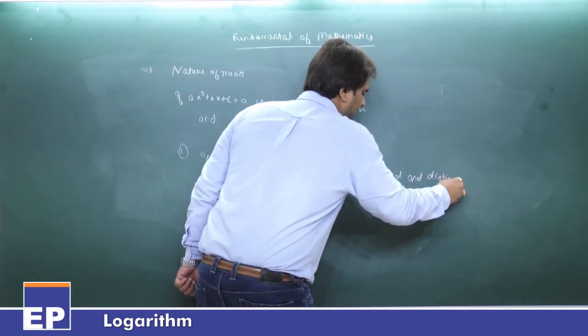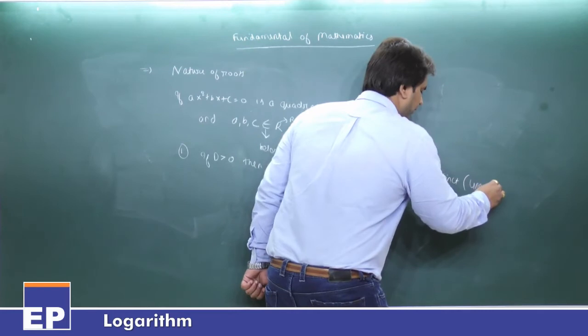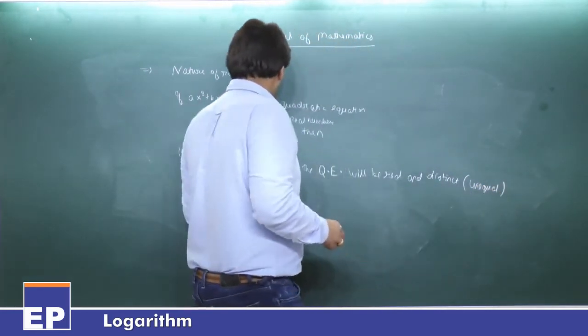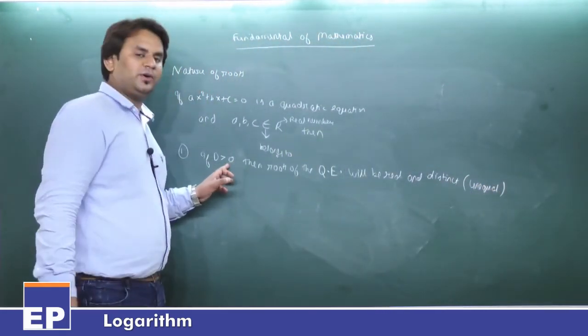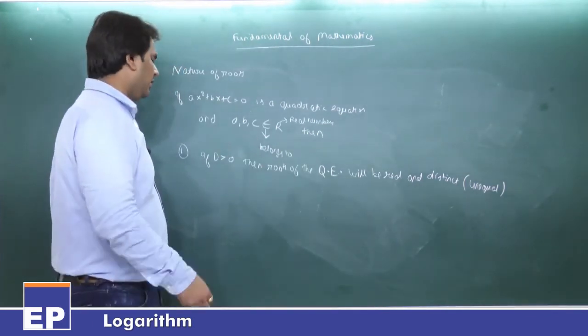Will be real and distinct. You can use one more word for distinct. That is what? Unequal. If d is greater than 0, then roots of the quadratic equation will be real and distinct. You can write it like distinct or unequal.